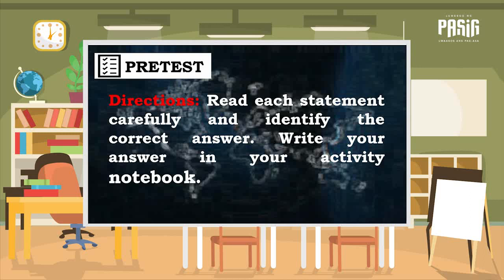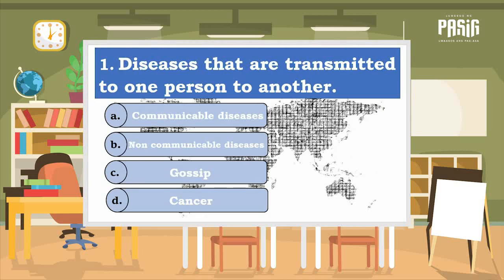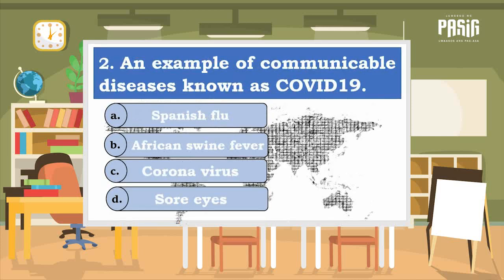Let's have a pre-test. Read each statement carefully and identify the correct answer. Write your answer in your activity notebook. Number 1. Diseases that are transmitted from one person to another. And the answer is communicable diseases. Number 2. An example of communicable diseases known as COVID-19. And the answer is letter C, coronavirus.